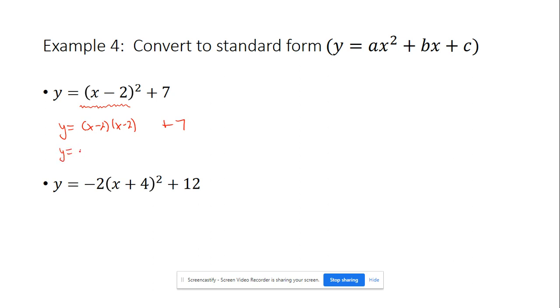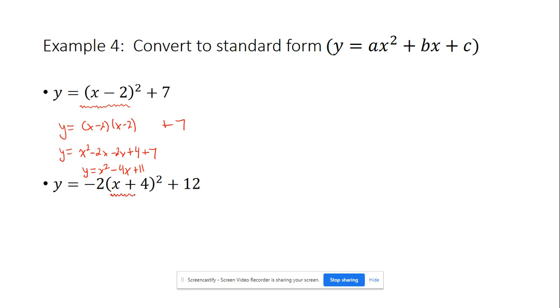This is going to be x squared minus 2x minus 2x. Negative 2 times negative 2 is plus 4, plus 7. Y equals x squared minus 4x plus 11. Okay, so this is the equation in standard form. Here's the equation in vertex form.